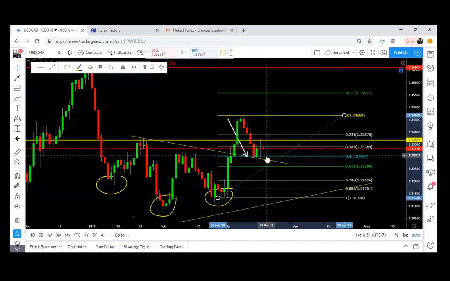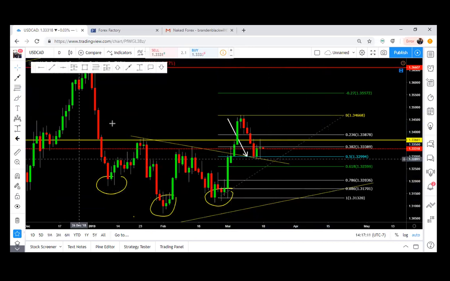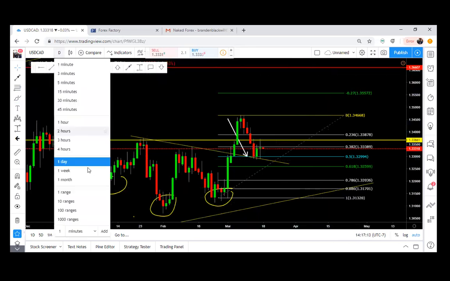Now, you have to keep in mind, it wouldn't be completely out of the ordinary if USD CAD decided to give us one more push down to the 61.8. That is possible. But anywhere in this range from around 3.3 all the way down to the 3.26 area, it's a buy zone for me. Now, you can also come down to the 4-hour chart.